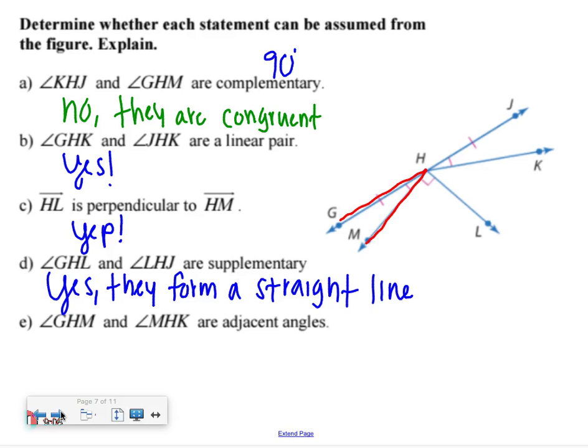NHK and HK. Are those adjacent angles? Yes, they share a side. Adjacent, remember, means they share a side. Do I have overlap with my pens? Yep. So yes, they share a side.